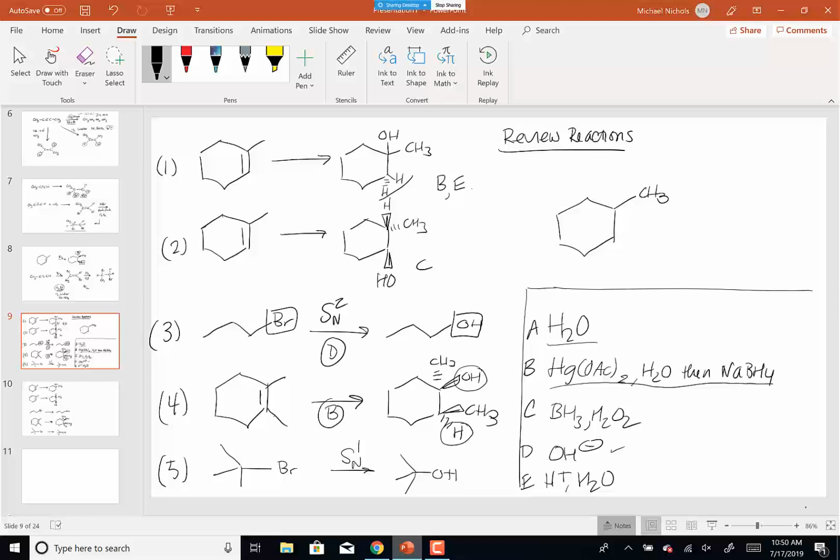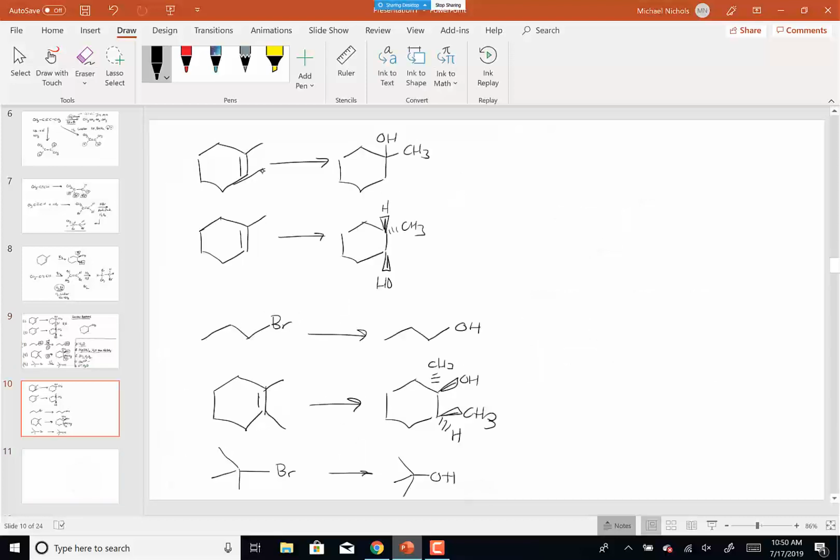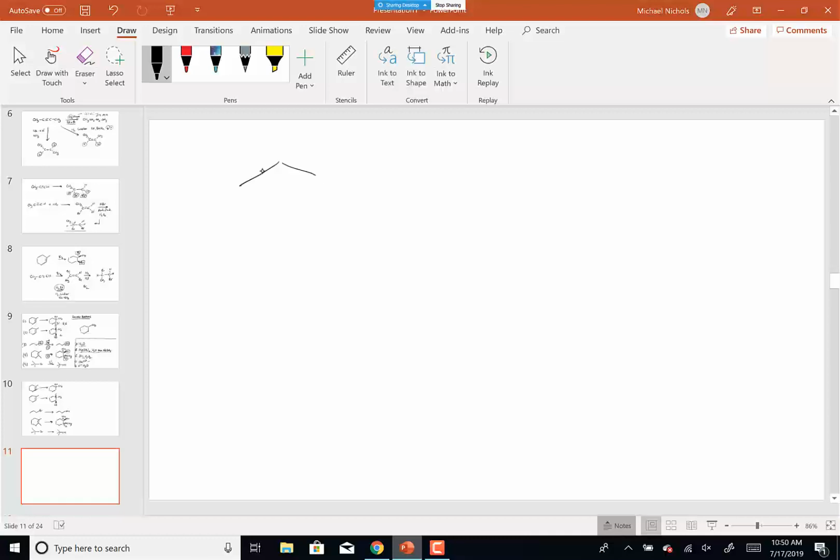okay. So there's one last reaction. Because if we're talking about reactions to make OH groups, what would be the product of this reaction? With stereochemistry.